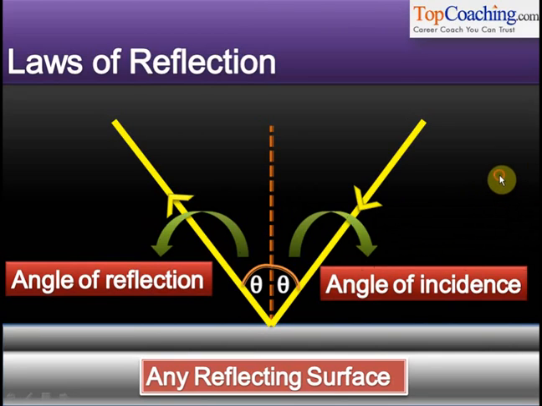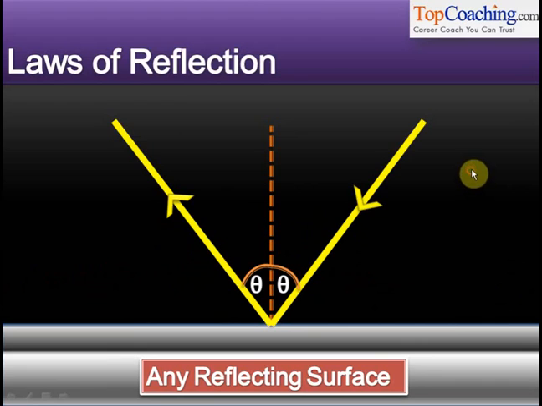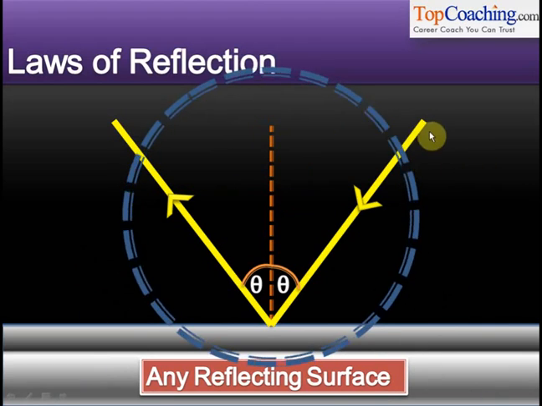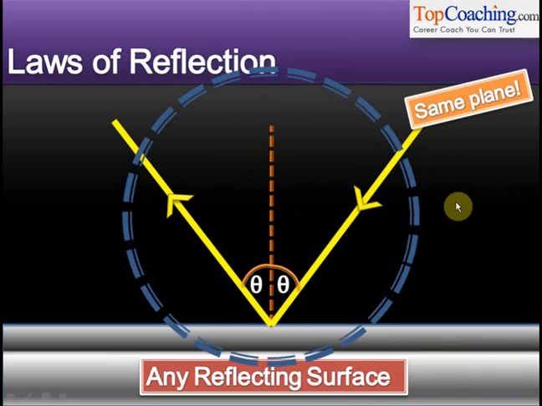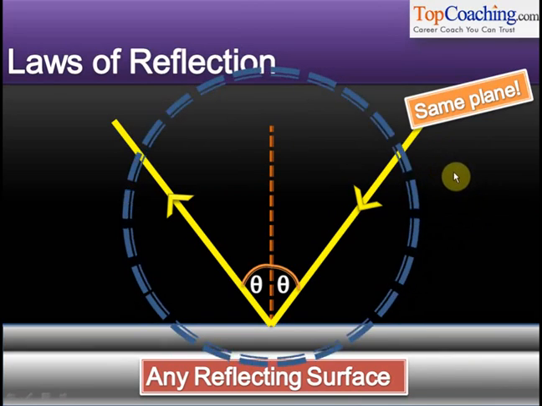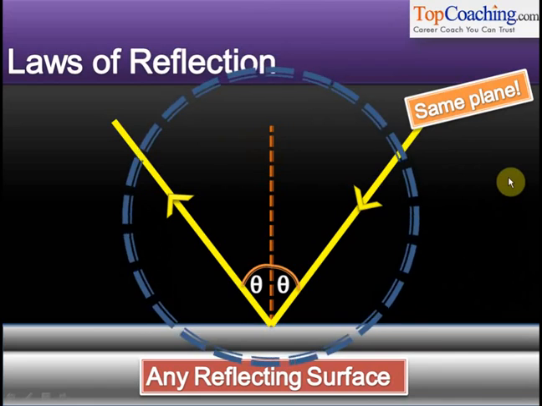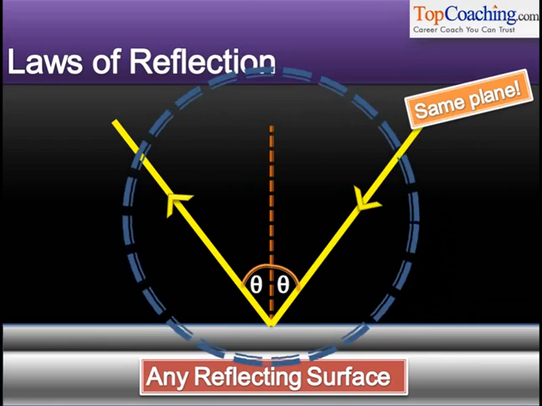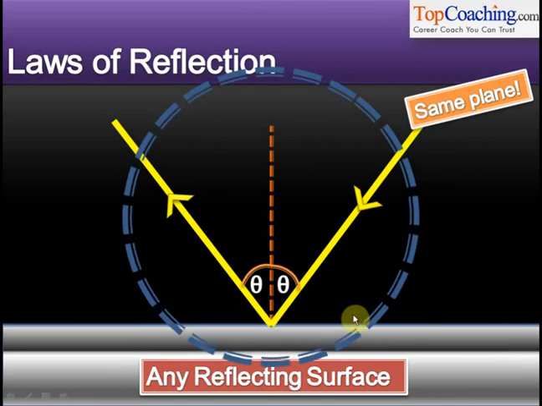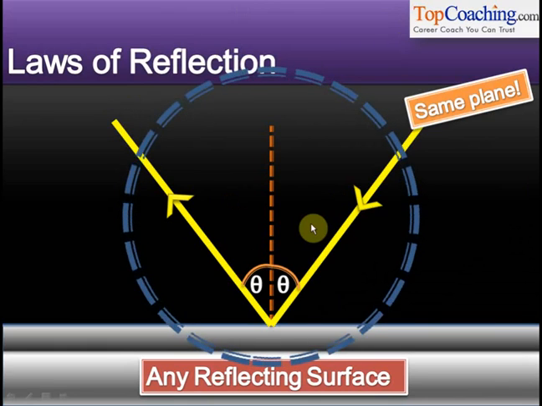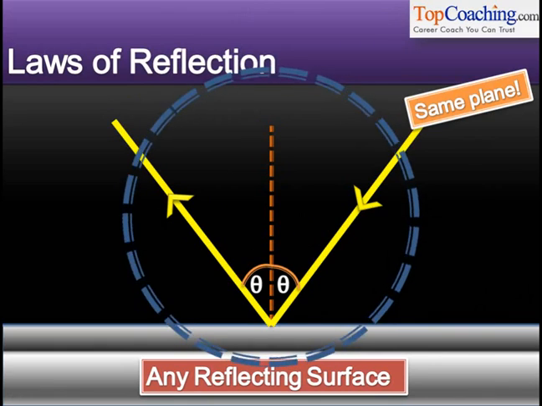The second law of reflection says that the incident ray, the normal, and the reflected ray all lie in the same plane. What does that mean? This means that if there is an incident ray striking a mirror and getting reflected, forming the reflected ray, then that incident ray, the reflected ray, the ray that comes out after striking the mirror, and the normal to the reflecting surface, the line that's perpendicular to the reflecting surface, all these three lie in the same plane.